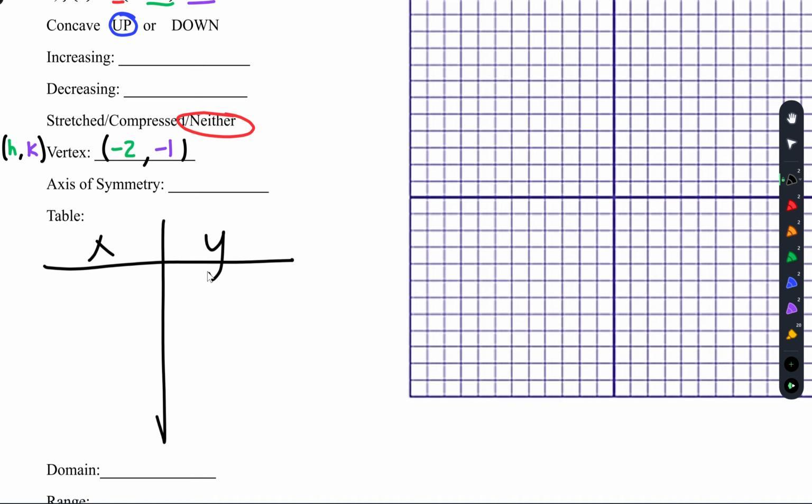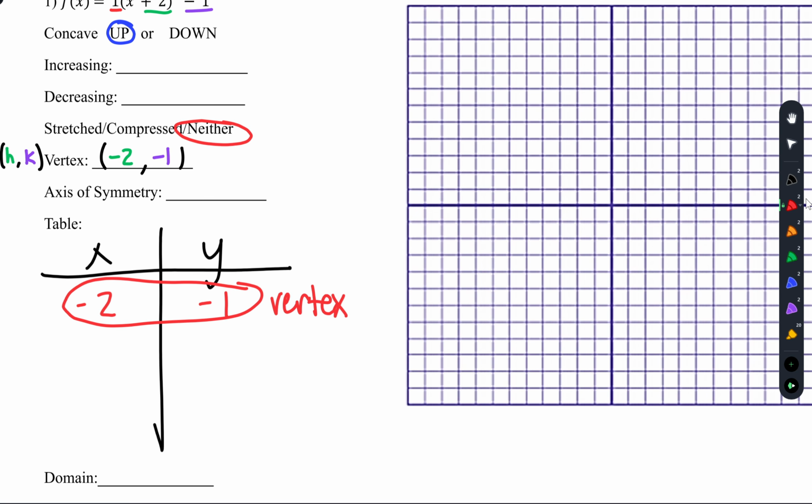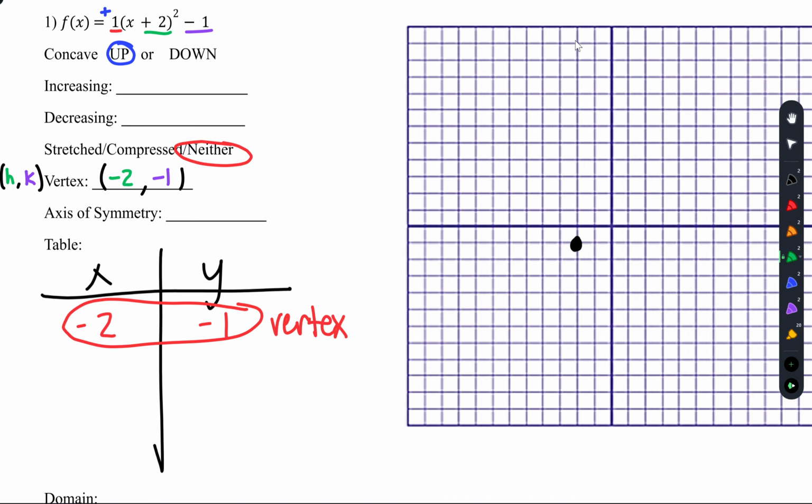The first thing that I'm going to put in my table of values is my vertex. So negative 2, negative 1 represents my vertex. I'm going to plot that on my graph here. Negative 2, negative 1 goes right here. In a parabola, our graphs are always symmetrical. The left side is the same as the right side. So we get an axis of symmetry that goes through the vertex. So let's draw a line through this vertex. That's my axis of symmetry.